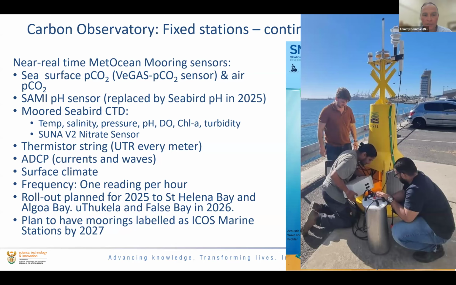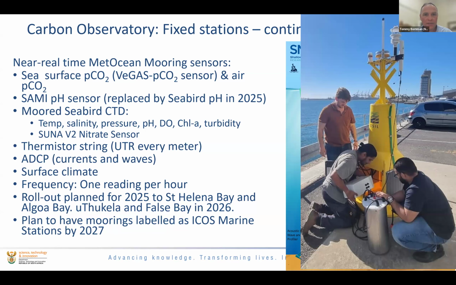So we are still hoping that we can deploy the first ones by the end of this year, although the year's run away with us. So it's probably more likely that the first ones will go in early next year. And the plan is to have these labeled as ICOS marine stations by 2027, say 2028, around there. There's a lot of work that we need to do. We need to show that the quality control of the data is good, and they will then come down and check the systems so that they can incorporate this into the global networks.